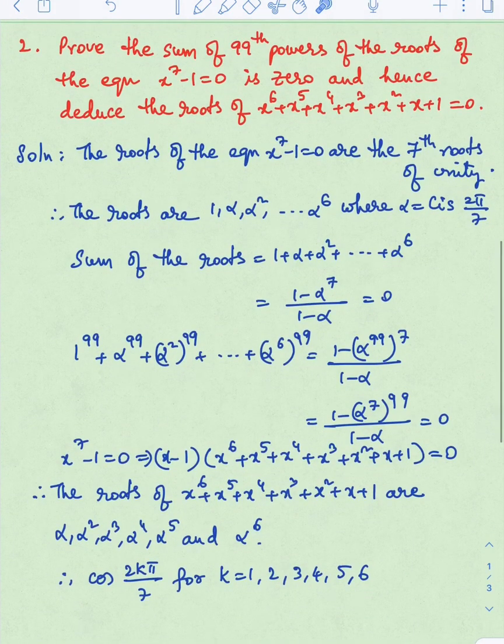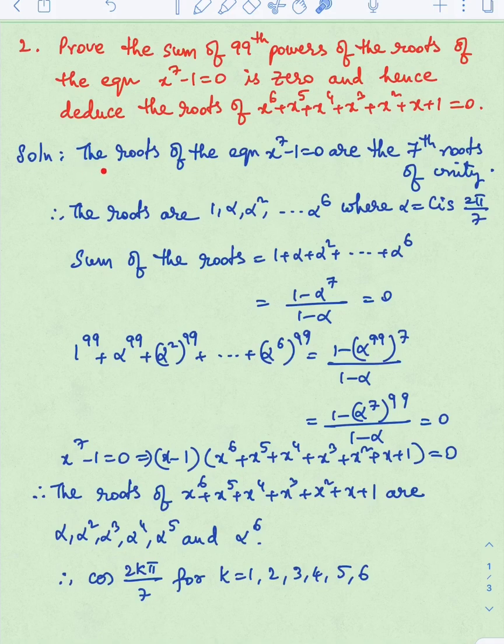Coming to the second problem. Let me read the problem first. Prove that the sum of the 99th powers of the roots of the equation x power 7 minus 1 is equal to 0 is 0, and hence deduce the roots of this given equation. Okay, this is the question. We have to prove that the sum of the 99th powers of the roots of this equation is 0.